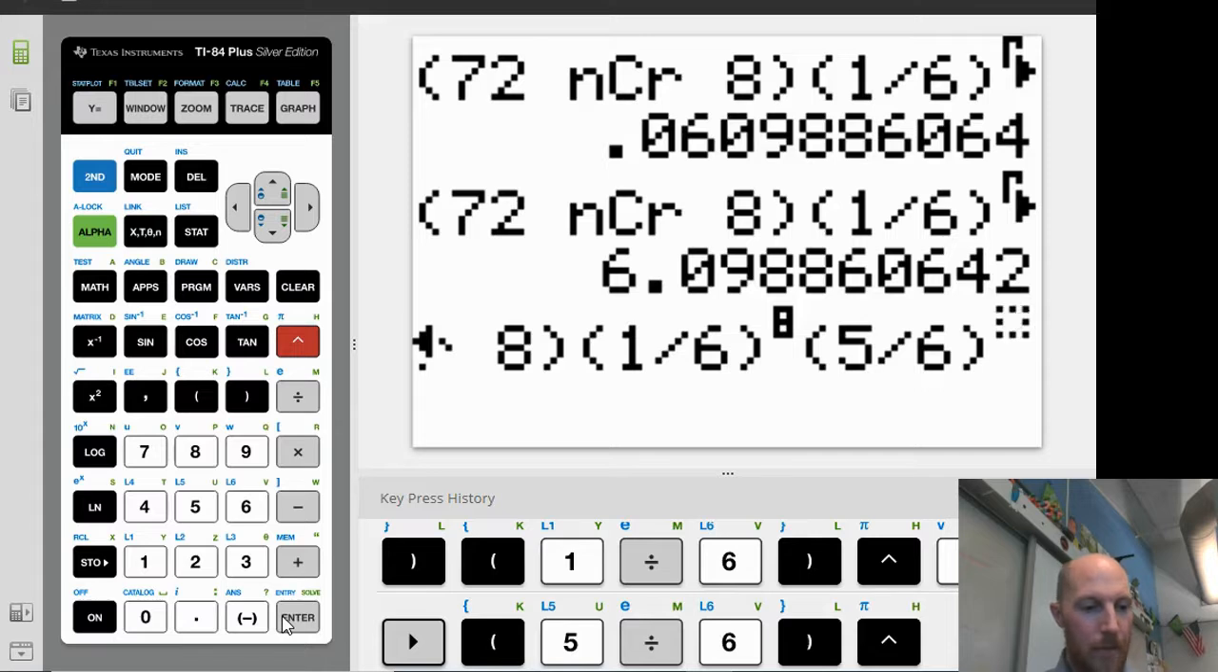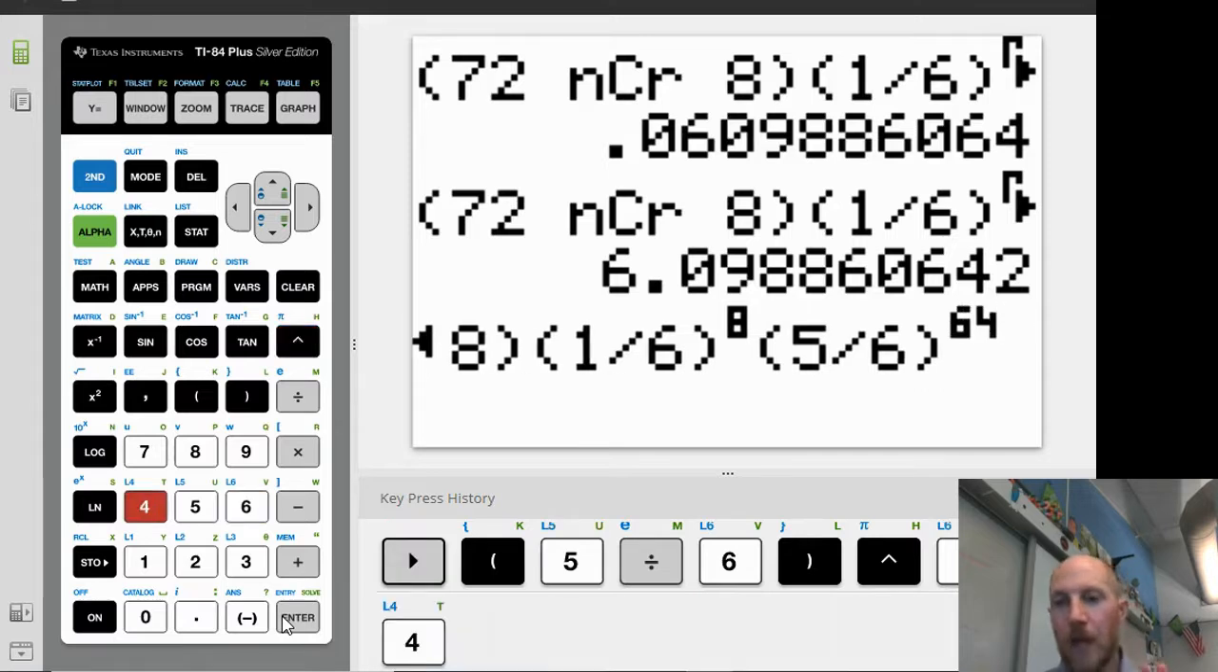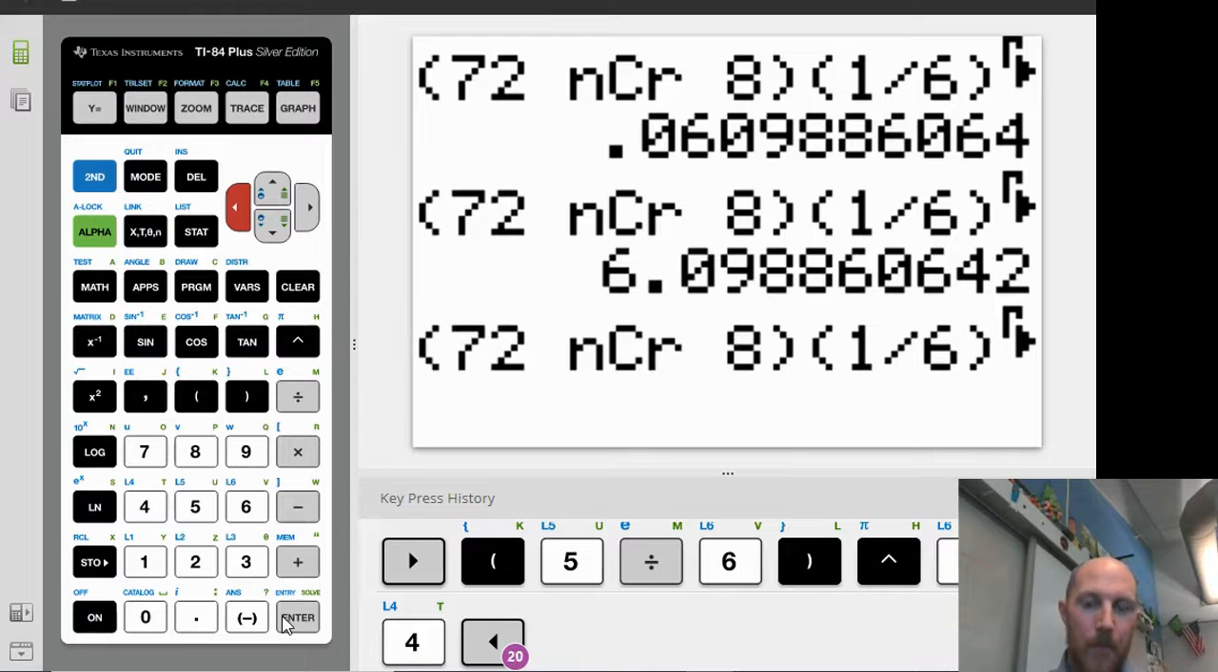Raise that to the power of 64. So it doesn't fit all in one screen. That's fine. It's all there. At this point, before I hit enter, I can cursor left and right. So if I wanted to see the first part of the equation, cursor moves slowly, but I can go over there and see that.